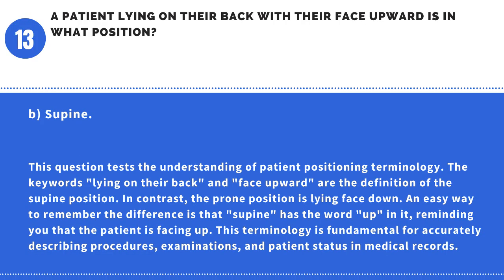Answer: B. Supine. This question tests the understanding of patient positioning terminology. The keywords lying on their back and face upward are the definition of the supine position. In contrast, the prone position is lying face down. An easy way to remember the difference is that supine has the word "up" in it, reminding you that the patient is facing up. This terminology is fundamental for accurately describing procedures, examinations, and patient status in medical records.